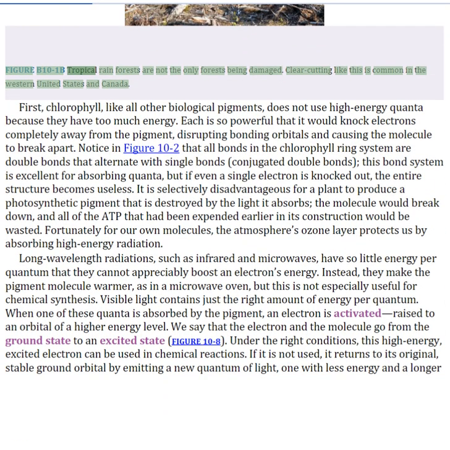Figure B10(1)B. Tropical rain forests are not the only forests being damaged. Clear-cutting like this is common in the western United States and Canada.